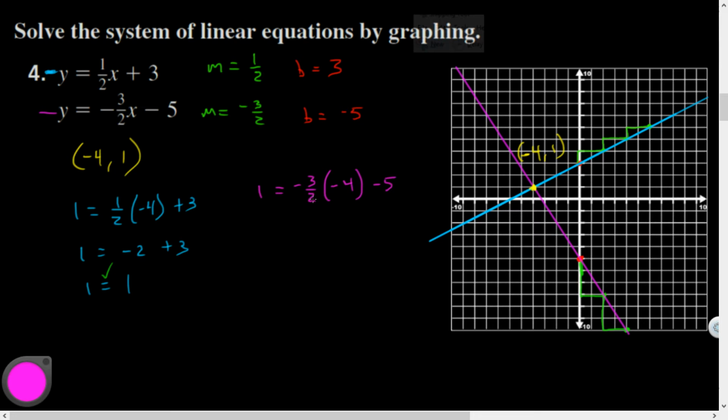You guys are still writing. Sorry, I write so fast on this. Negative times a negative is a positive. So this is going to be positive. 1 equals some positive number. 4 divided by 2 is 2. And 2 multiplied by 3 is 6. Oh, there it is. Look at that. 1 equals 1.